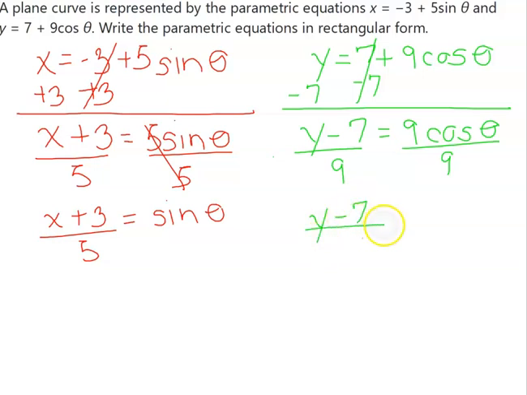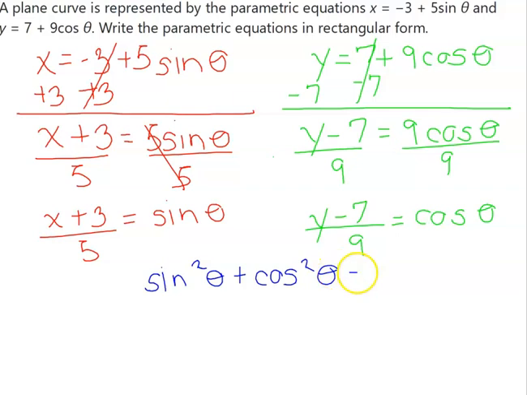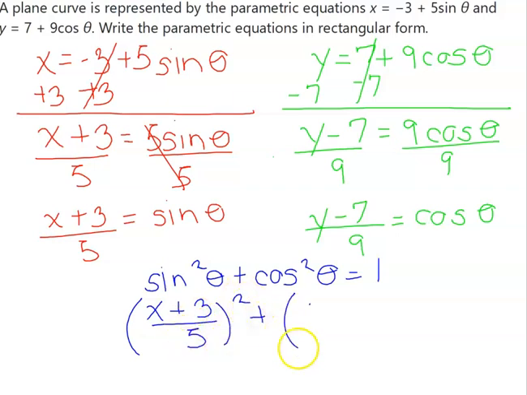So once we isolate the trig functions, we again look to the trig identities on what sine and cosine have in common, which is that Pythagorean identity, cosine squared plus sine squared equals 1, or sine squared plus cosine squared equals 1. It's adding, so it's the same. And we're going to replace the sine with its value of x plus 3 over 5 and bring down the squared. Add it to the value of cosine, which is y minus 7 over 9, and also squared equals 1.